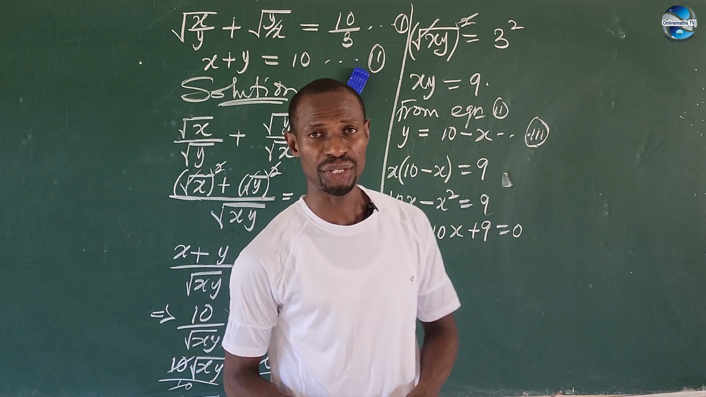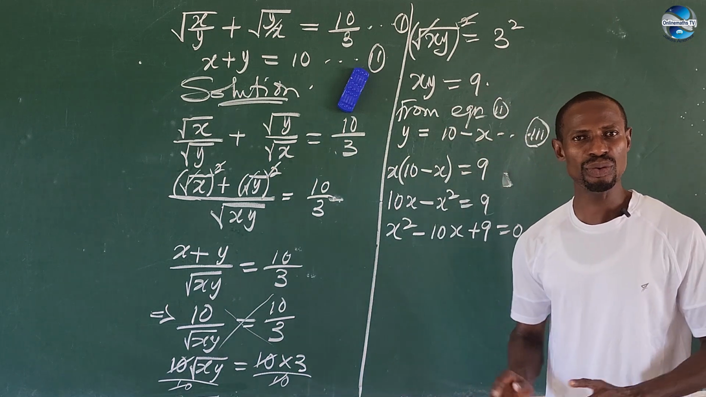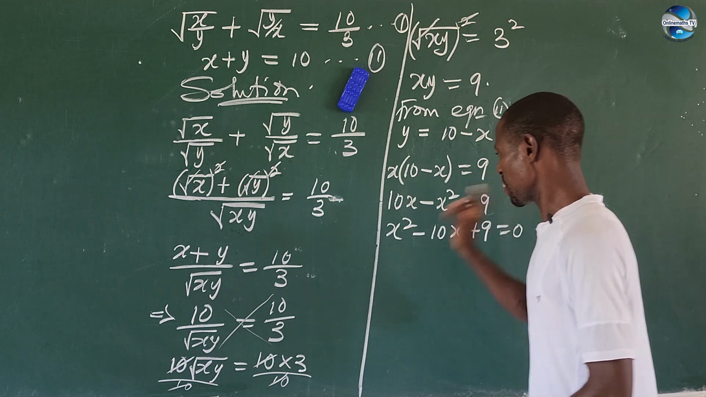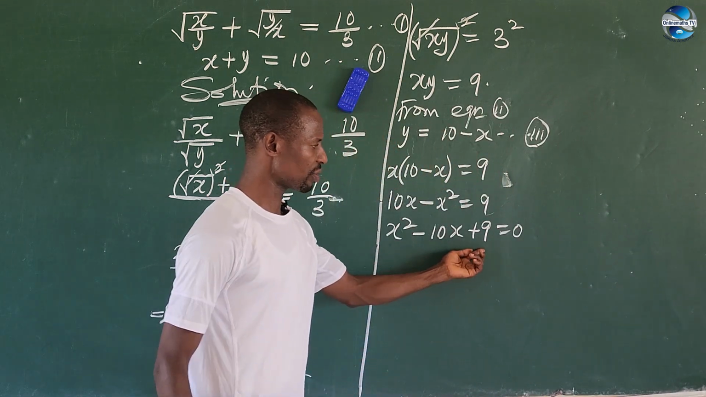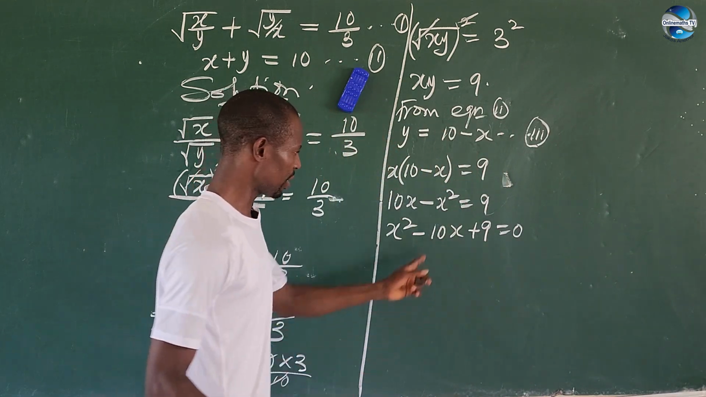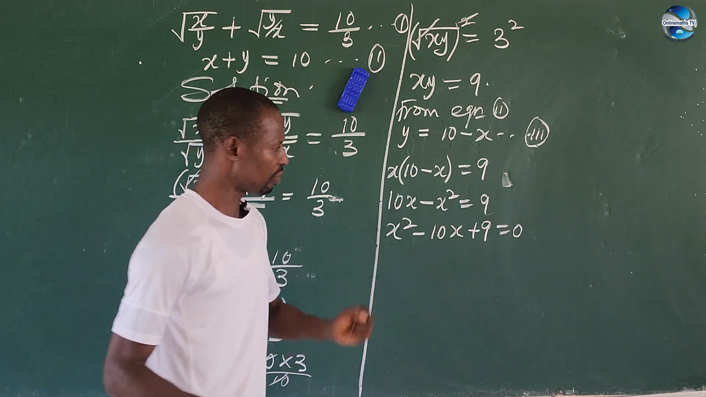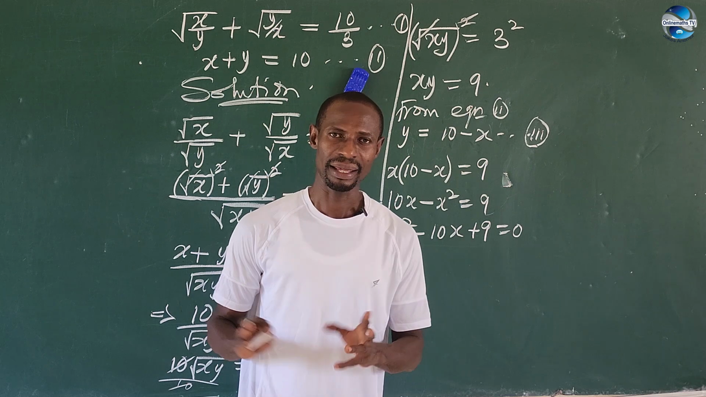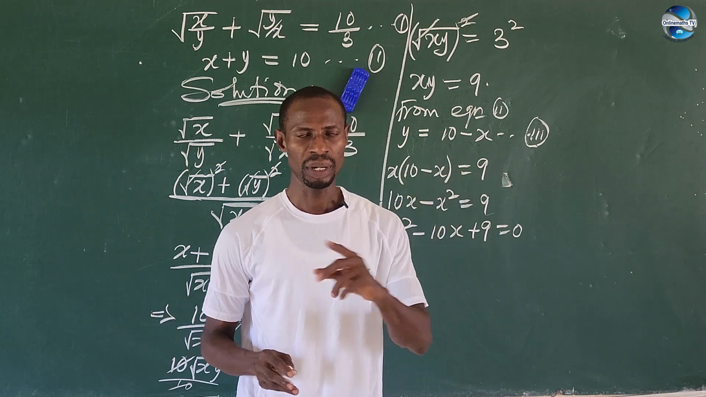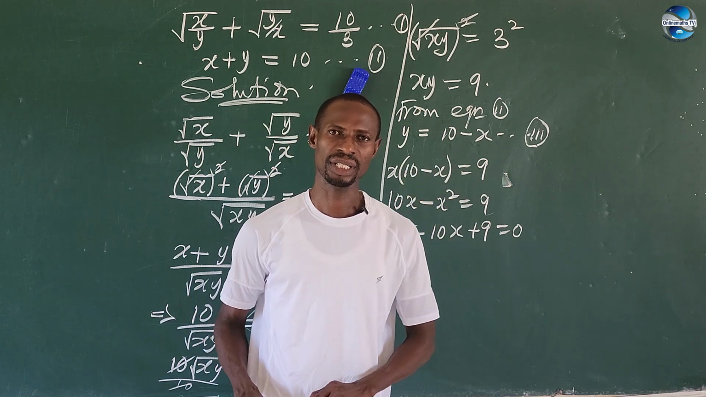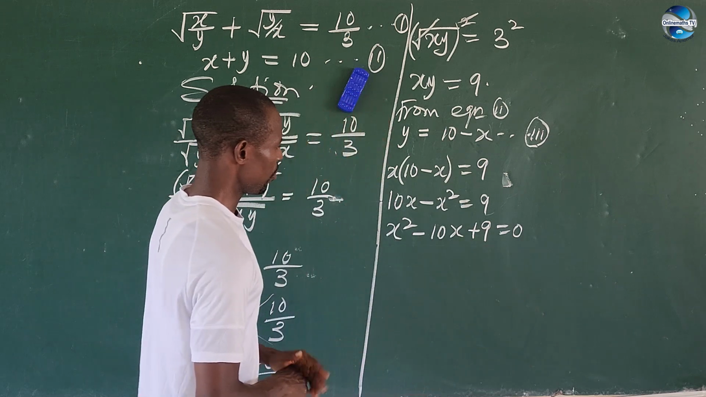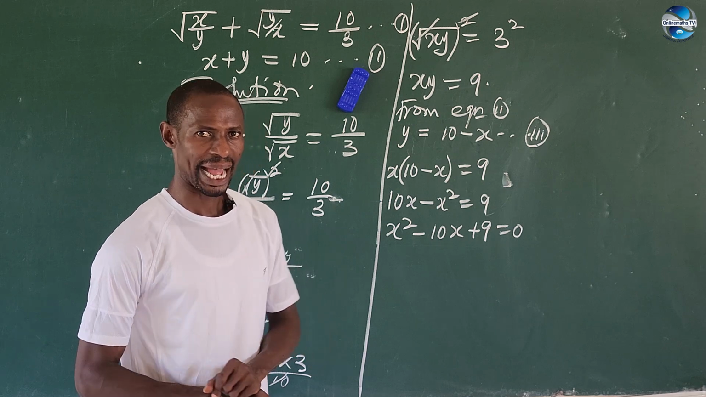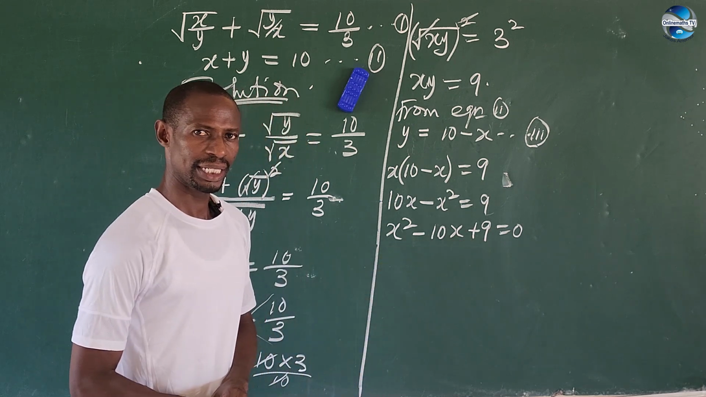This is a quadratic equation. So we solve this quadratically to get two roots. We can use the factorization method here. We think of two numbers from the factors of 9 that when added together give us minus 10, and multiplied together give us plus 9. The factors of 9 are plus minus 1, plus minus 3, and plus minus 9. Among these, we discover that minus 1 and minus 9 give us this solution.